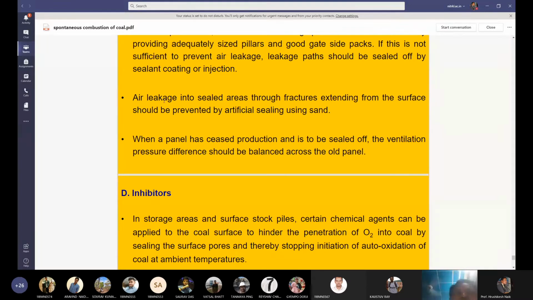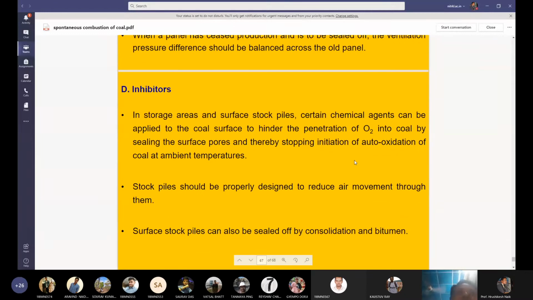And a good gate side pack. If this is not sufficient to prevent air leakage, leakage paths should be sealed off by sealant coating.